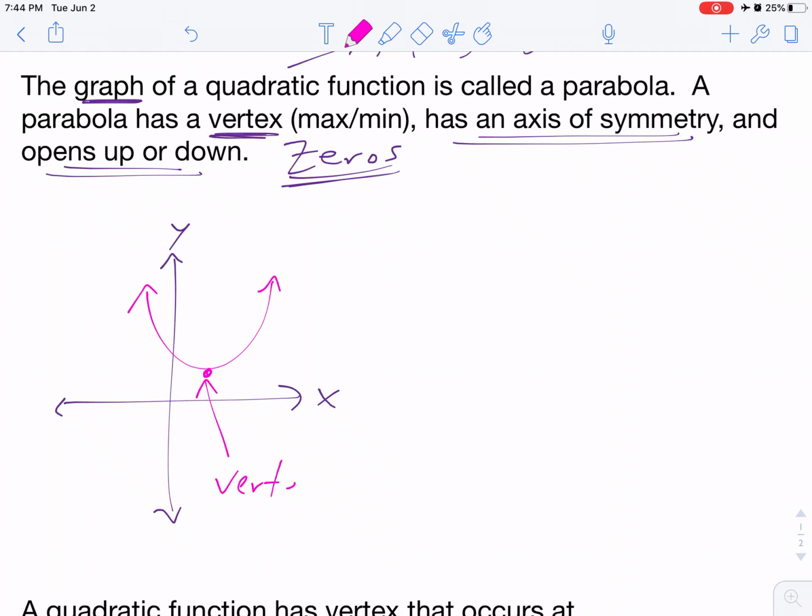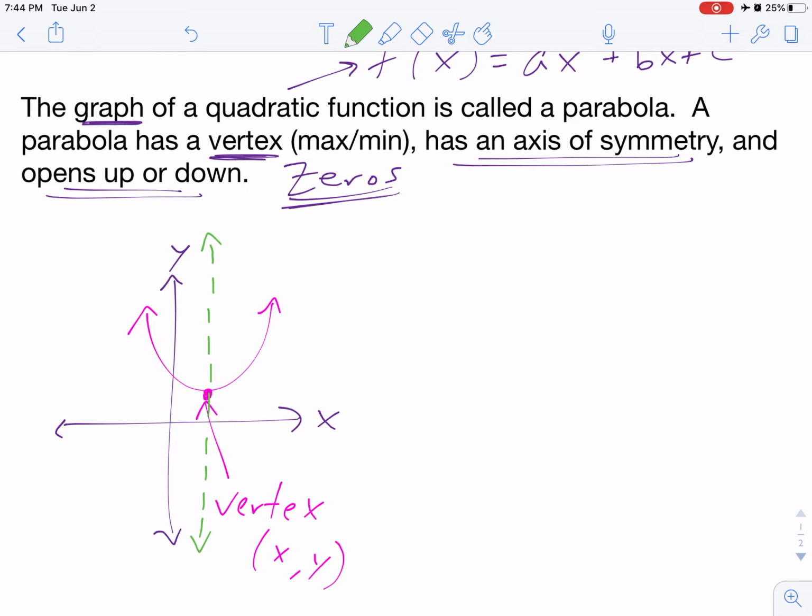The axis of symmetry is an imaginary line that cuts the parabola right in half. It's a vertical line. So that green one that I just drew is called your axis of symmetry. So that's a parabola that's opening up.